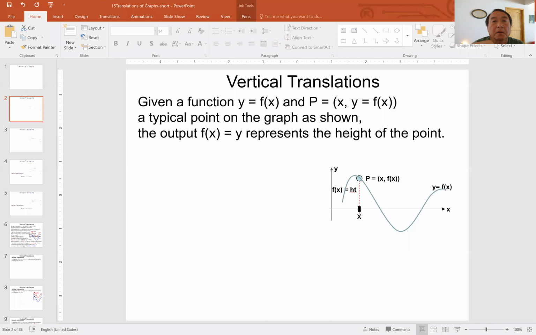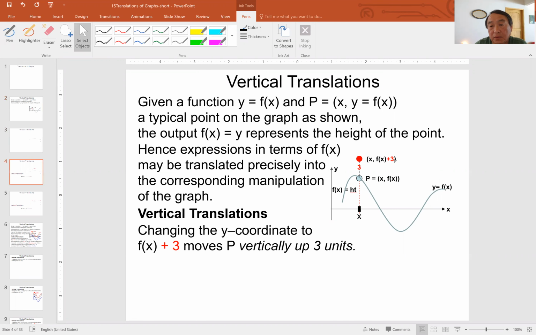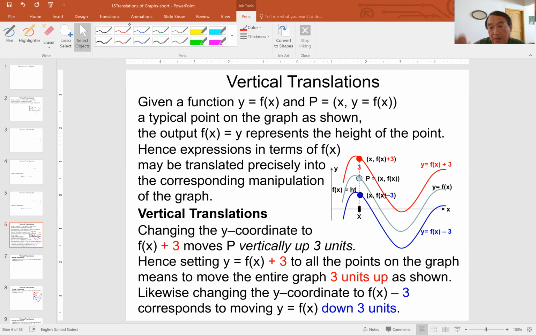Let's start with a graph of functions, and the typical point on the graph. f of x controls the height of the point. So if I add a number to it, like +3, then you raise the point 3 units higher. If I do this to the entire graph, then it raises the entire graph 3 units higher. If I subtract 3, then I lower the graph 3 units.